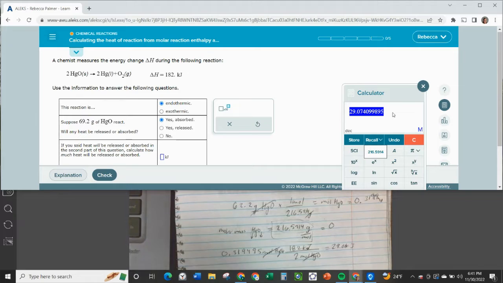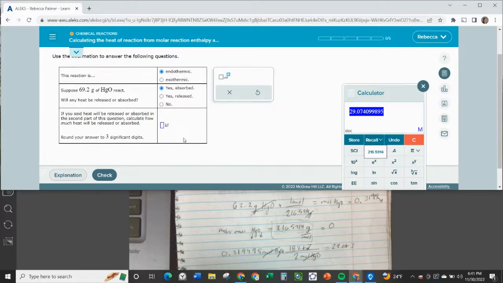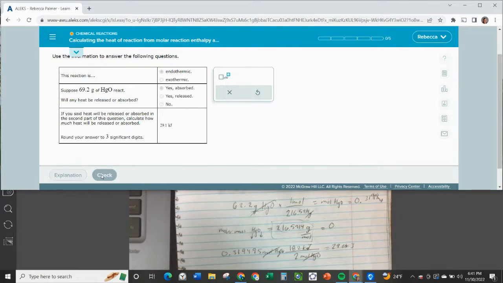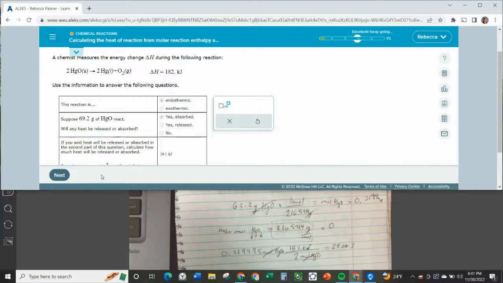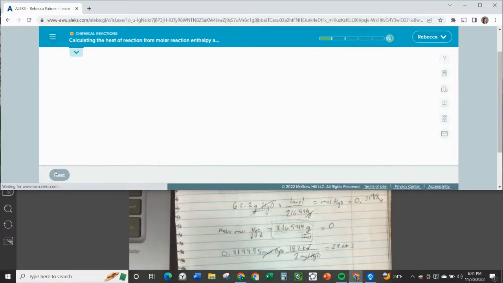29.07 kilojoules. And let's see, this number is in 3 sig figs, so my answer must be in 3 sig figs. Also, it gives me a hint on the homework. That's going to go away on the test, so just watch out for that. So 29.1 kilojoules. We'll check that. Okay, let's do one more like that, and that will be our last problem.